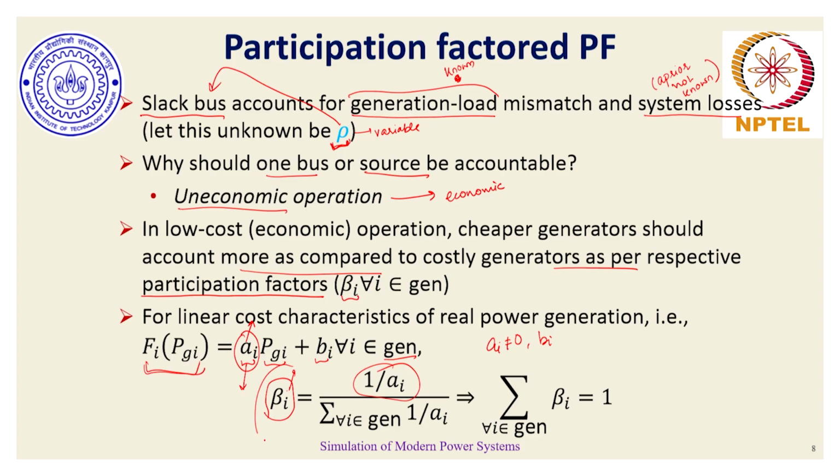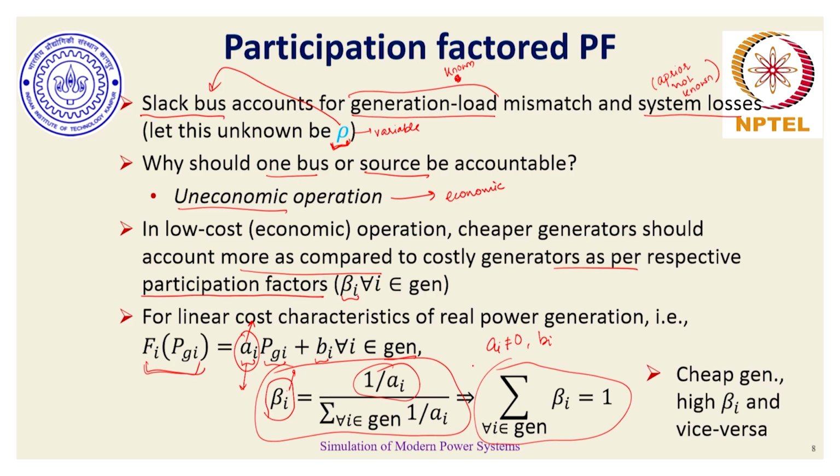Again, since beta is basically a normalized form of all such inverse cost coefficients, if I add beta for all generators, this condition also automatically becomes true, which means that for a cheaper generator, beta is high and it should participate more in sharing this unknown rho. And that is where the inspiration for participation factored power flow comes in.